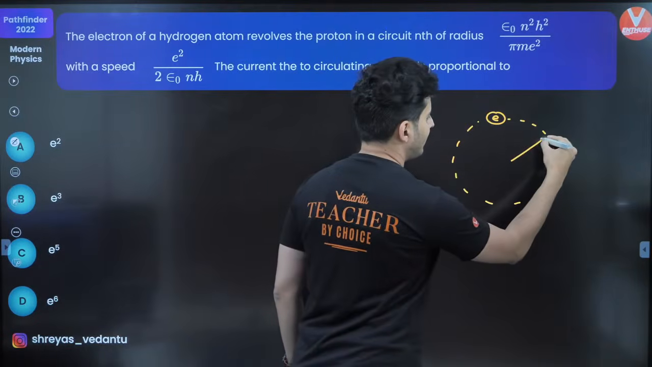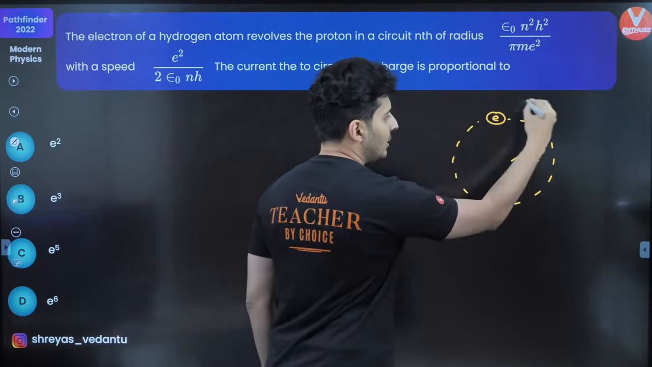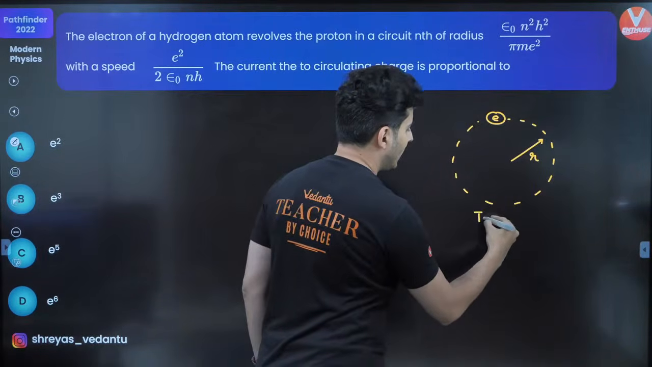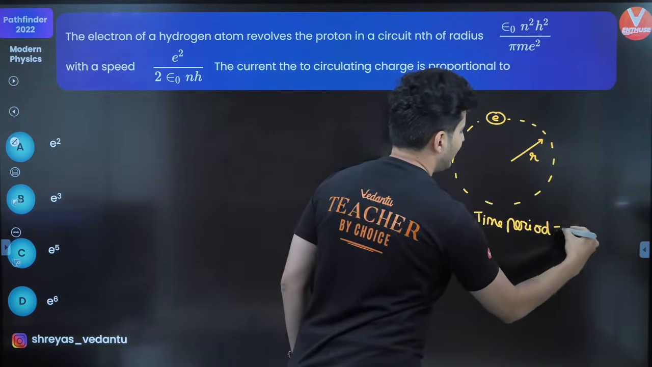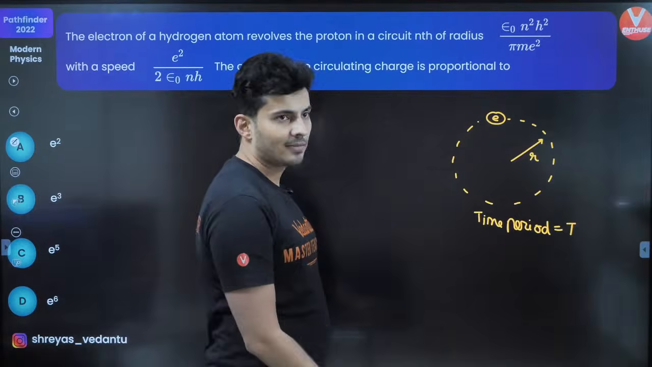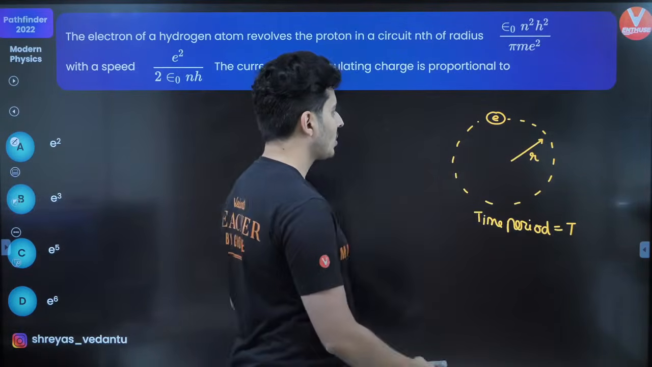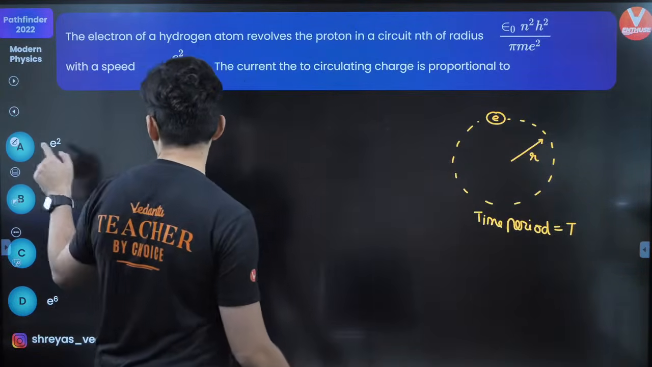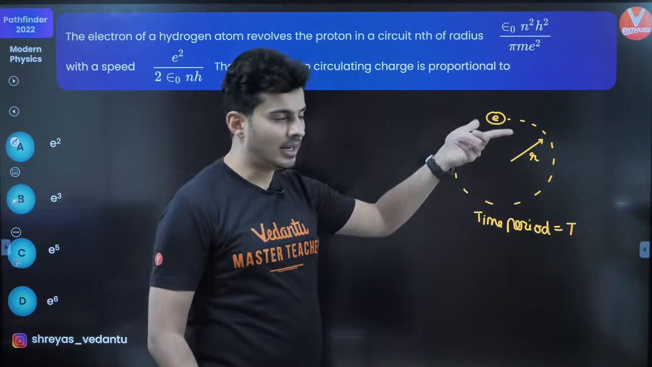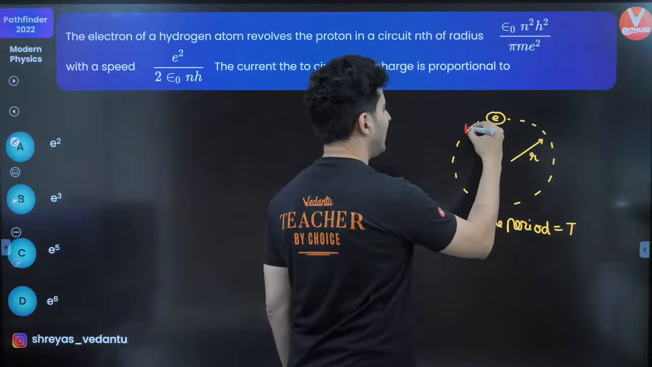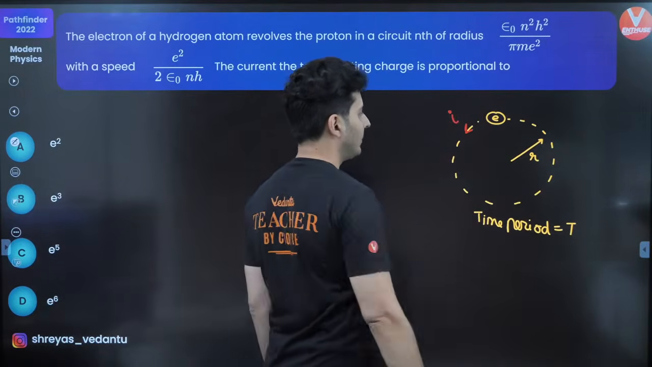There is this radius r, and to complete it, the time period is basically T. Fair enough. Because it is circulating, obviously there is some current, but since technically it's an electron, a negative charge, the current will be exactly opposite. So this is the current.